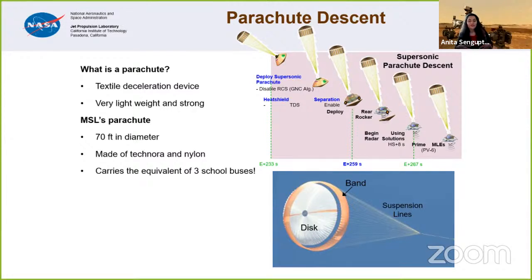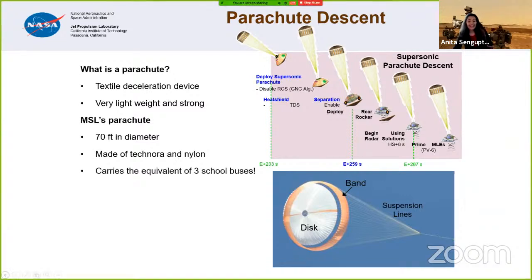They just happen to have to be much stronger than the parachutes that we have here on Earth, because you go a lot faster because the atmosphere is very thin. But the parachute is basically made out of a textile or cloth material. It's very lightweight, but it's also very strong. And the one that we developed for Curiosity and the one that is also being used for Perseverance is 70 feet in diameter. So it's actually quite large.